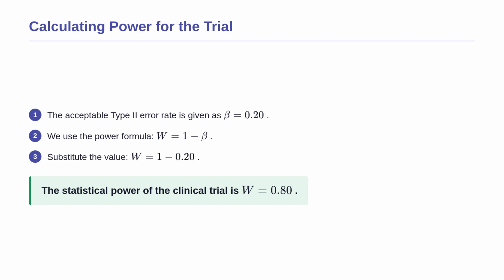This means that if the new blood pressure drug truly works, the researchers have an 80% chance of successfully detecting its effectiveness. A power of 80% is considered the standard benchmark for a well-designed clinical trial, providing a strong balance between the cost of running the trial and the likelihood of discovery.